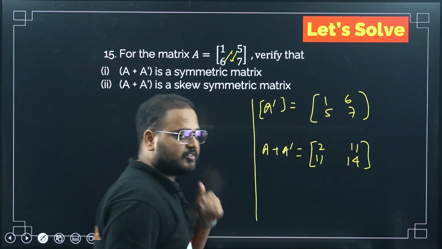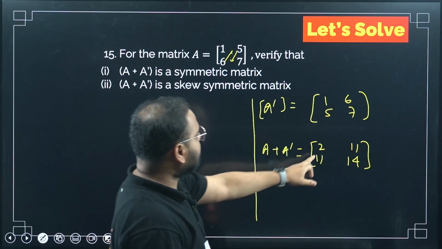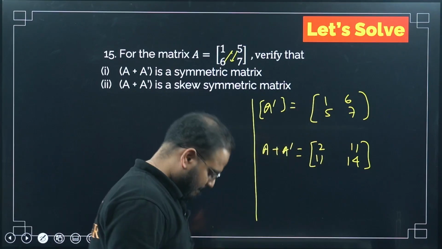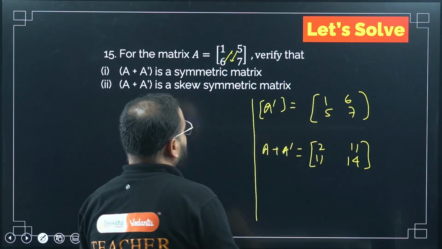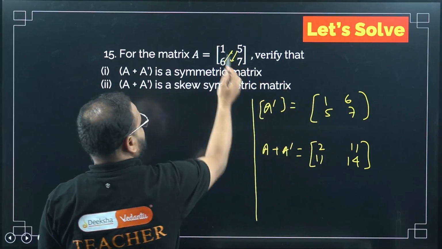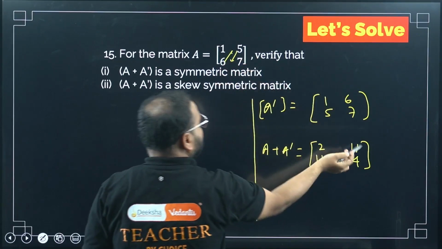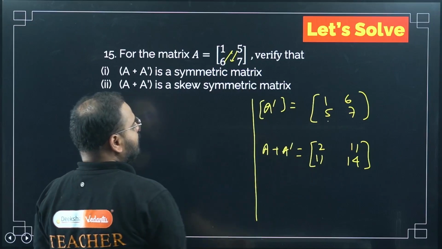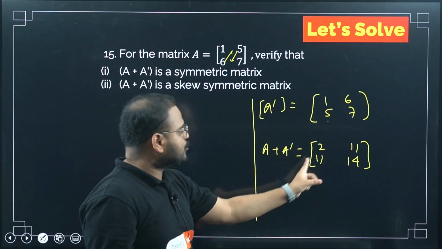Please check. Here, 1. What is it? This 1 plus this 1 is 2. This 6 plus this 5 is 11. This 5 plus this 6 is 11. Because what we are doing? We are adding A with A transpose, right? So 2, 11, 11, 14.